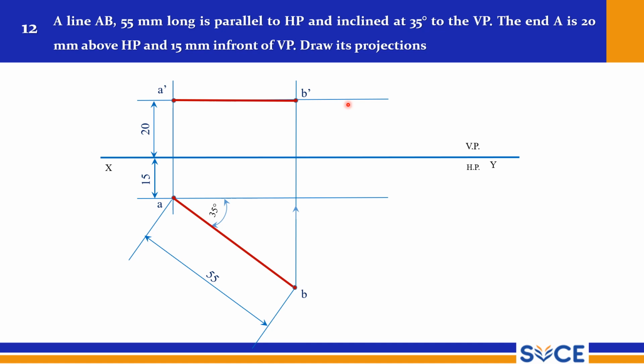So A dash B dash is your front view. Here you see this is the apparent front view, and this is the true length line, which is obviously your top view. So that is problem number 12, and in the next problem we will see that the point A is on VP. That is the speciality of that problem.